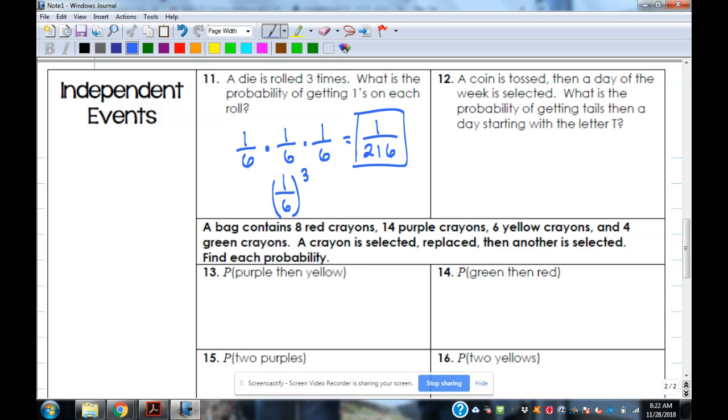So what's the probability of getting tails when we toss the coin? 1 out of 2. How many days of the week start with T? 2. How many are in a week? 7. Good job. All right, so multiply those together. Just simple fraction stuff here. The 2's cancel and we get 1 out of 7, the probability of that combination happening.